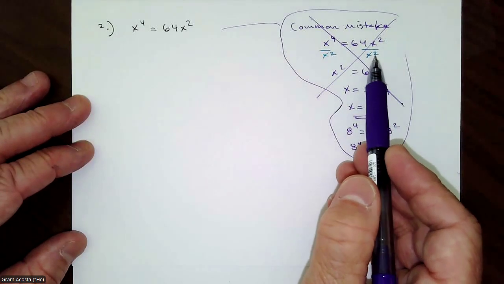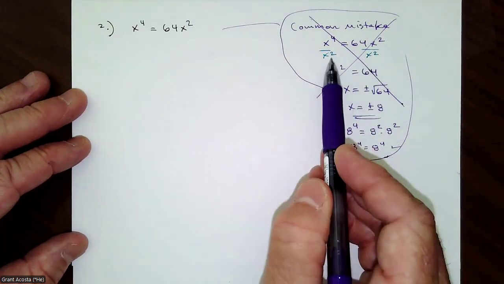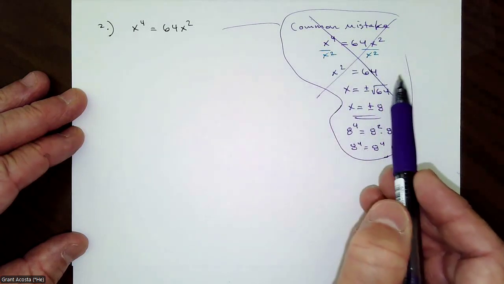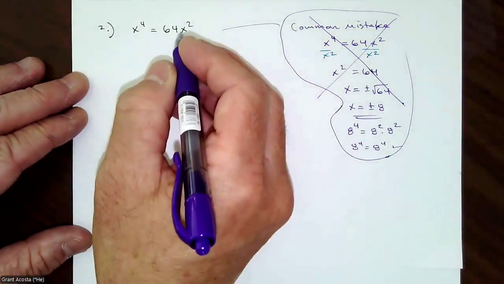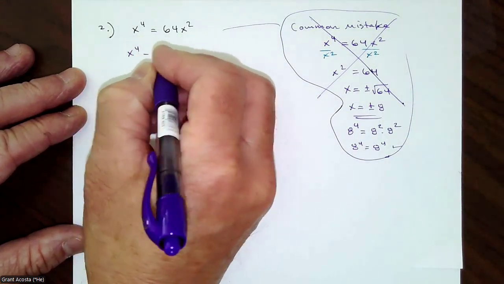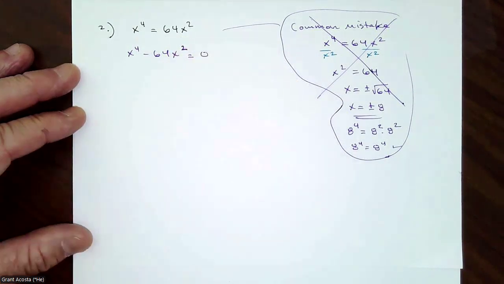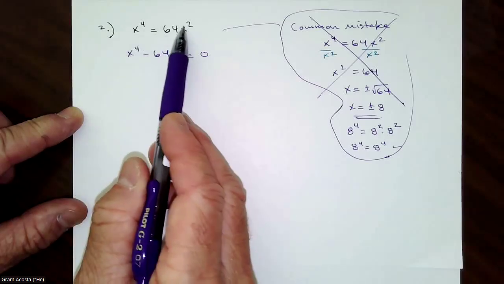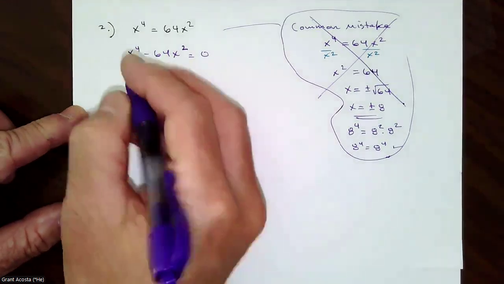So the mistake is this. It's very dangerous to simplify an equation by dividing out variables. Sometimes it'll work, but a lot of times you'll run into a problem like this one. So instead of dividing both sides by x squared, what we want to do is move it over to the other side. And just like we do with quadratics, pretty much any equation that has higher degrees than 1, you're going to want to move it over and make one side equal to 0. That's the safe way to go.